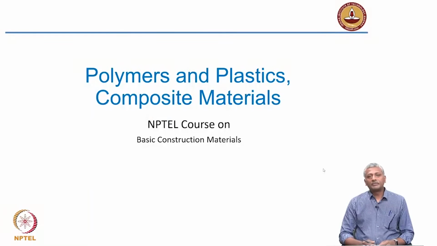Hello everybody. Today we'll begin a new chapter in our course on basic construction materials. Now of course when we talk about basic construction materials we essentially mean concrete, steel and asphalt. However, increasingly we see the role of different types of composites which are made not just with these materials but also with other polymers and plastics. So it's essential for us to understand the basics of polymers and plastics and how they are used to actually produce different types of composite materials.